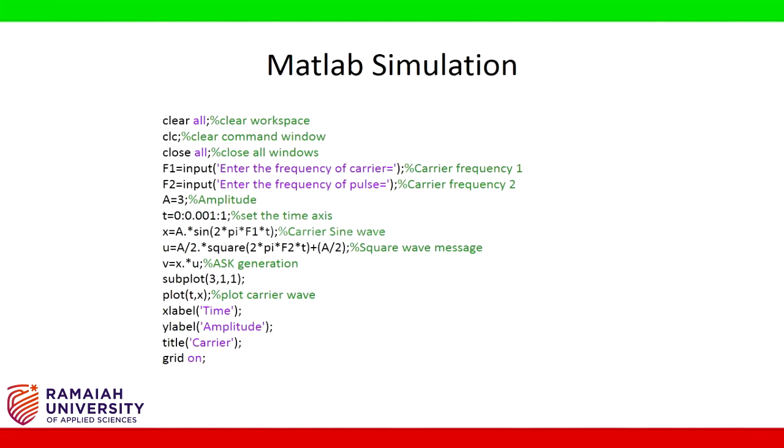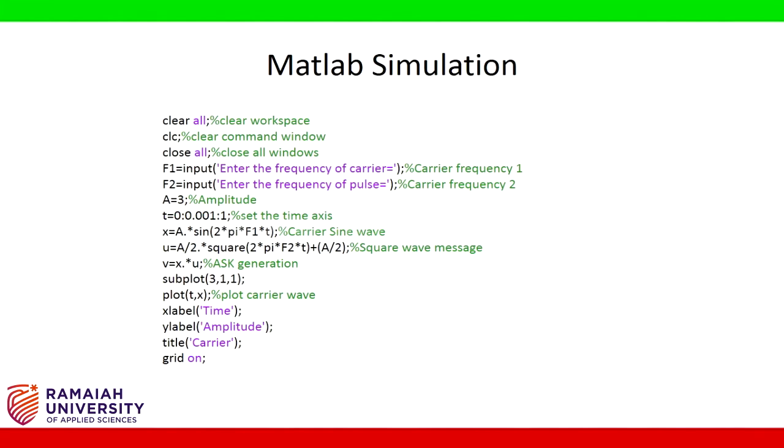As an initial step, the workspace, command window, and unnecessary figures are closed. The user is asked to enter the carrier frequency for the carrier wave, that is sinusoid. Next, the user is asked to enter the pulse frequency, that is the frequency of the input data. Further, the amplitude of the carrier is set to 3 volts. It can be varied to a desired value.